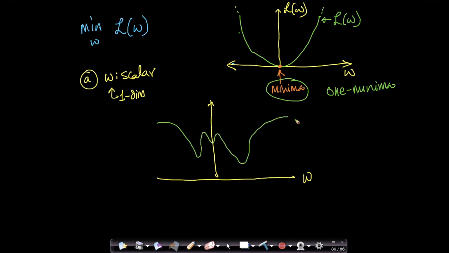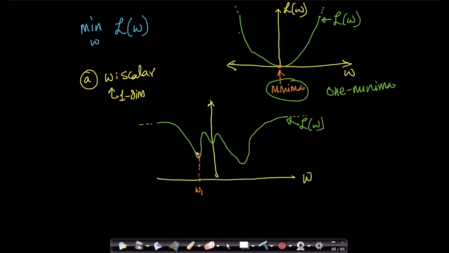Okay, let's assume it looked like this. Let's assume this is your L of W, and it goes like this. Now here, this is also a minima. This is a minima because of all the points surrounding it. W is a minima. Like this is W1. Corresponding to W1, you have a minima.